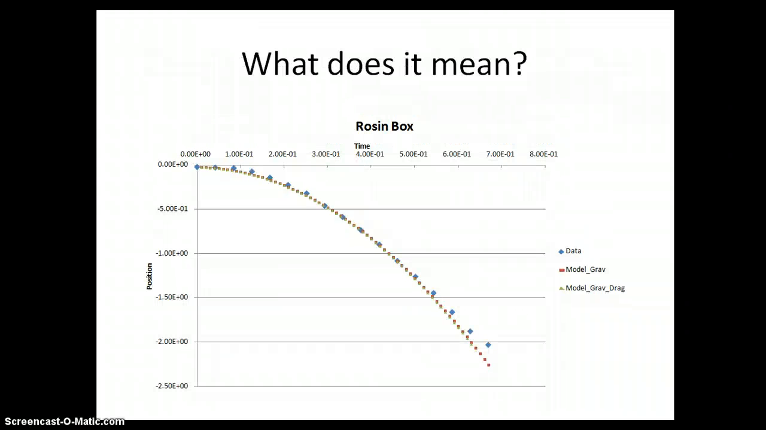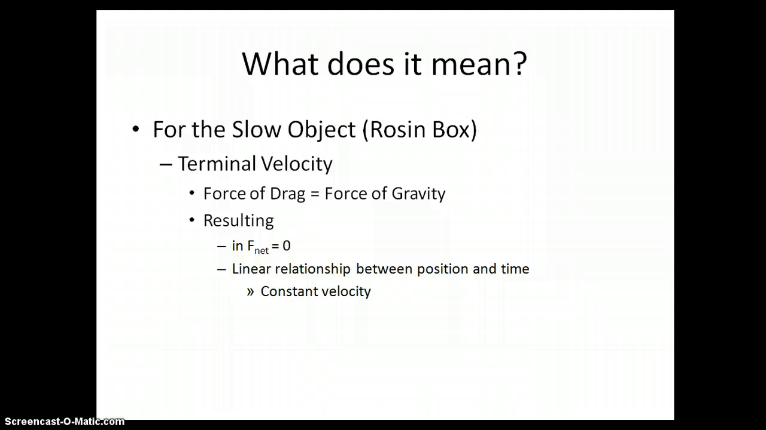So what does this all mean, specifically for the rosin box? Well, if we look at the graph of the data, we see that it is parabolic, implying that the velocity of the box is changing, specifically increasing as time increases, and becomes almost linear towards the end, indicating a possible terminal velocity, where the net force is equal to 0 and velocity becomes constant.